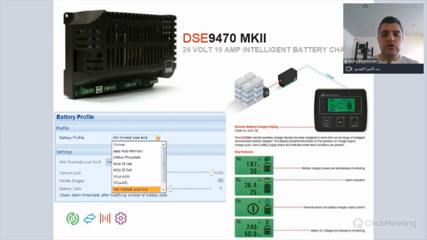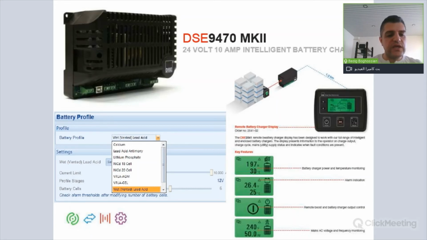Lastly, intelligent chargers. We also have a range of intelligent chargers, but I will not mention all of them. I will just mention the standard intelligent charger, which is the 9470 MKIII. It can be configured to suit 12-volt applications or 24-volt applications, and its output current limit can be reduced down to 1 amp. Plus, you can select the type of the battery that you have connected.